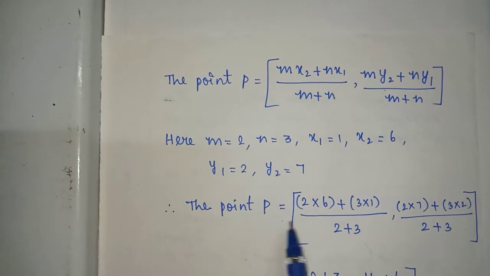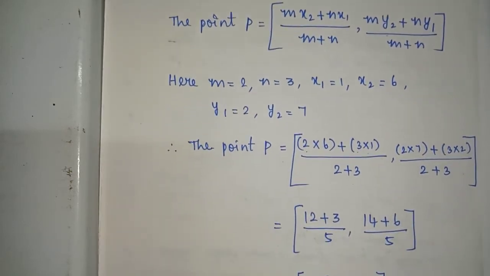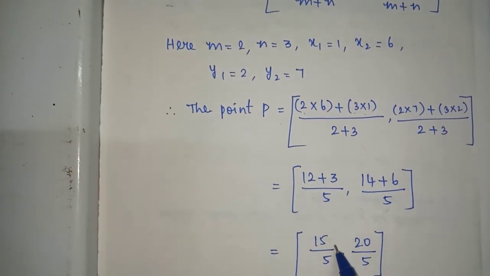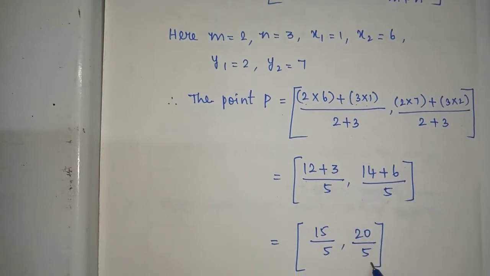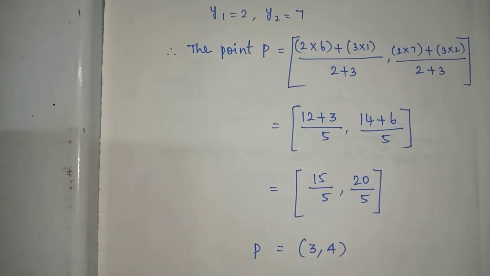Therefore, the point P is equal to m value is 2 into x2 is 6 plus n value is 3 into x1 is 1 divided by 2 plus 3, m value is 2 into y2 is 7 plus n value is 3 into y1 is 2 divided by 2 plus 3, which is equal to 2 sixes are 12 plus 3 into 1 is 3 divided by 5, 2 sevens are 14 plus 3 twos are 6 divided by 5. So 12 plus 3 is 15 by 5, 14 plus 6 is 20 by 5. We simplify, you get P is equal to 3, 4.